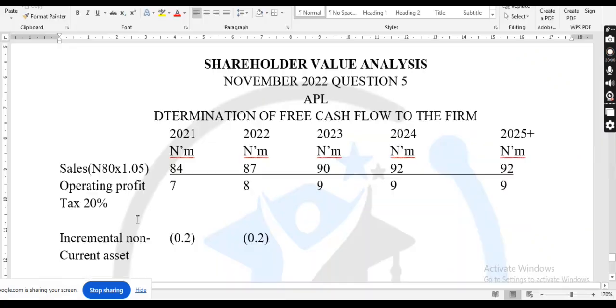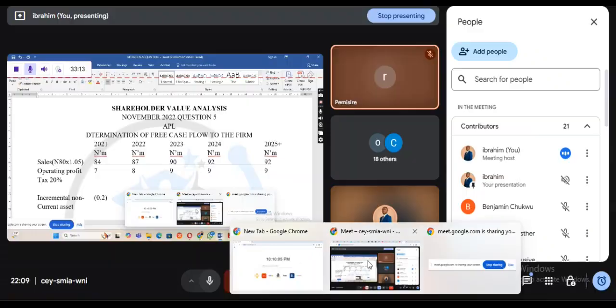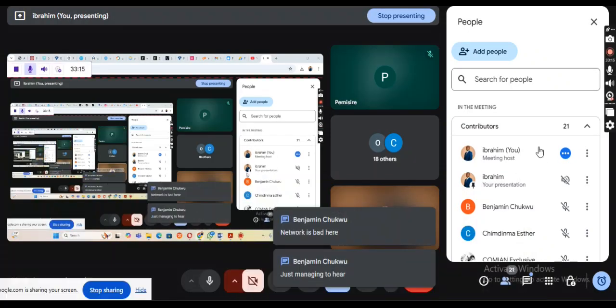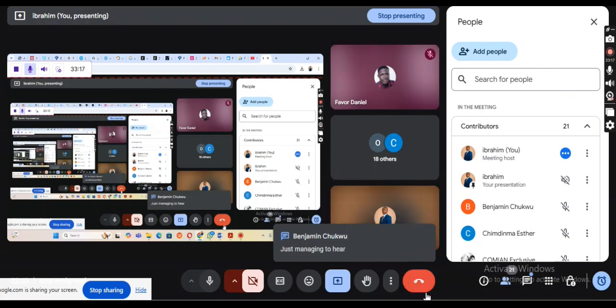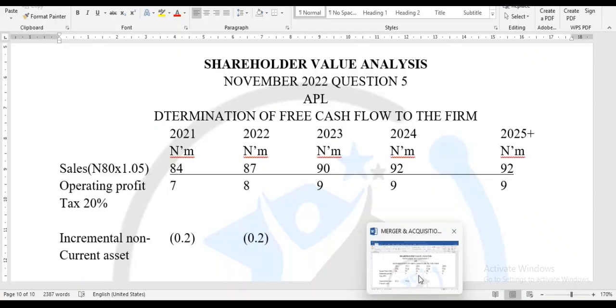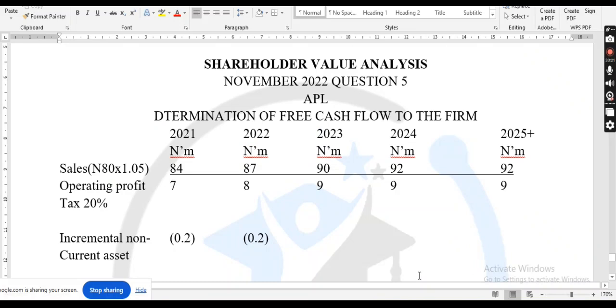What is the tax rate? 20%, right? Everybody is saying it. We have about 21 participants here. Taxation is 20%. Okay, that's fine. So if you charge 20% of this, what do you have? 1.4. Okay, you just managed to hear. 1.4.